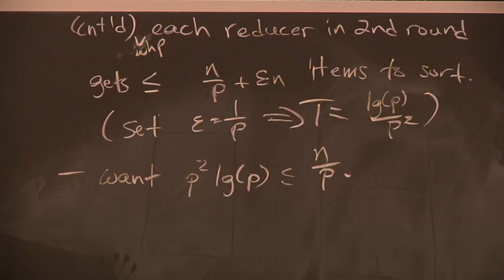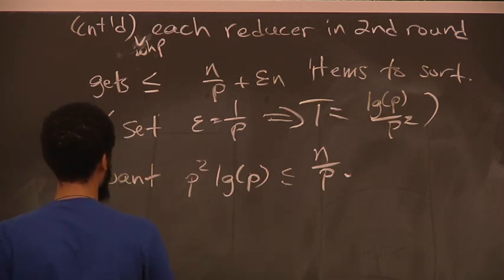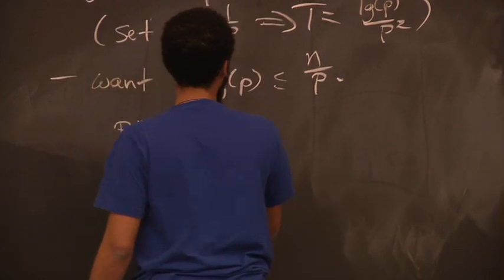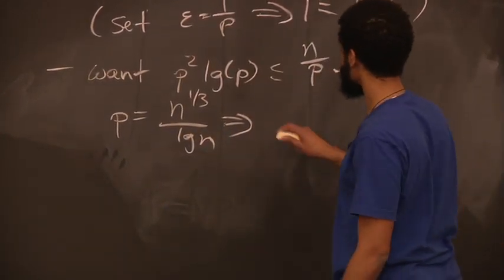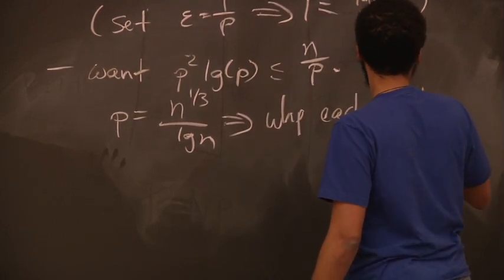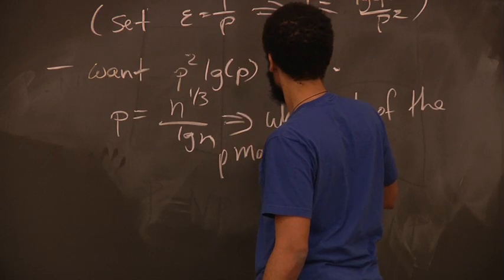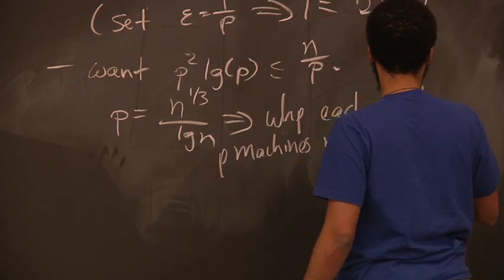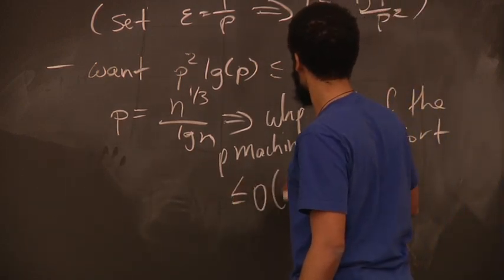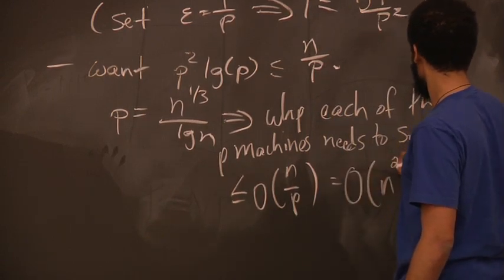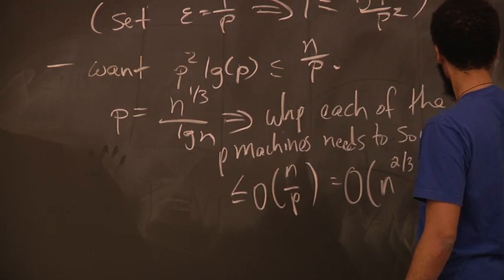So the most you can take advantage of here is something like set them to be equal. So now p is something like n to the 1/3 over log n, which implies that with high probability each of the p machines needs to sort at most O of n over p, which is something like O of n to the 2/3 log n items.